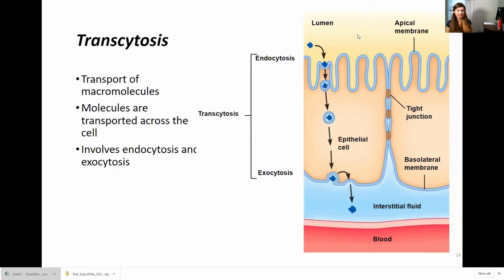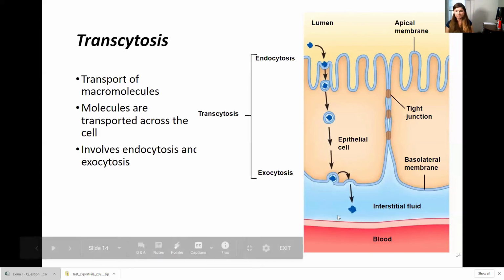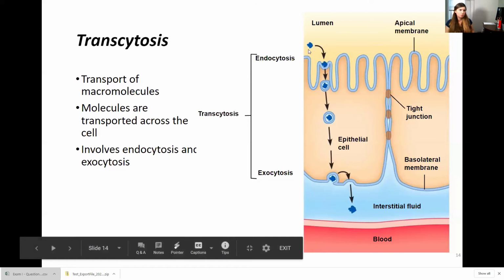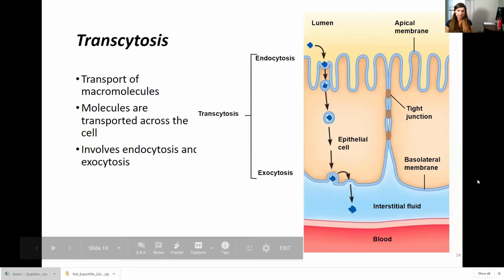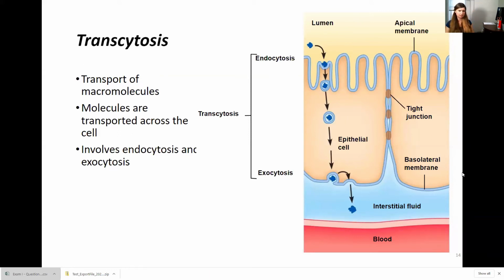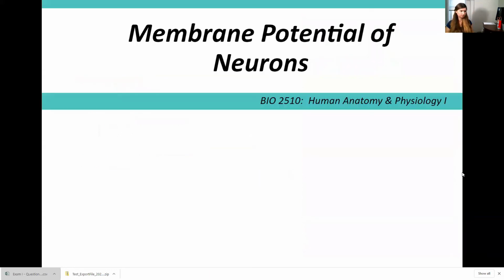So when we have transcytosis, so moving across a cell from its apical membrane through the cytoplasm and then out its basolateral membrane, what we're talking about is endocytosis and exocytosis working together to travel all the way across the cell. So we are going to see these things come back as we talk about neurons in the brain, but it'll be a little while till we see transcytosis again.